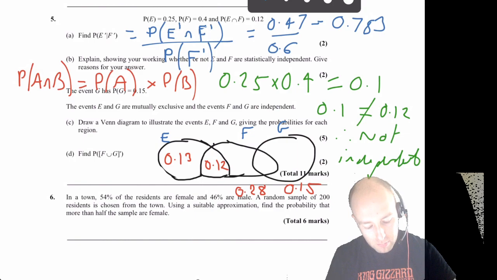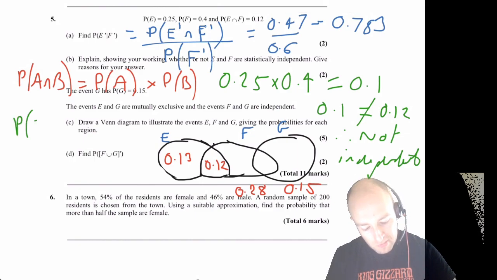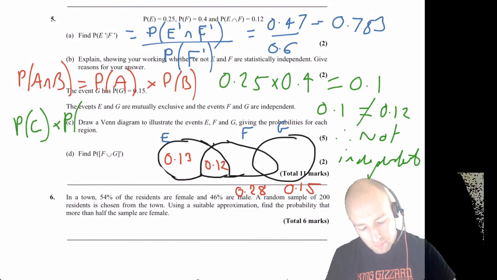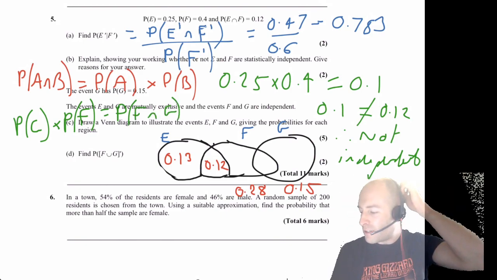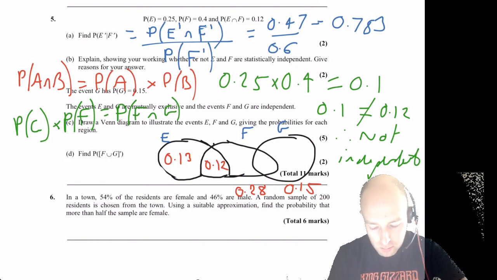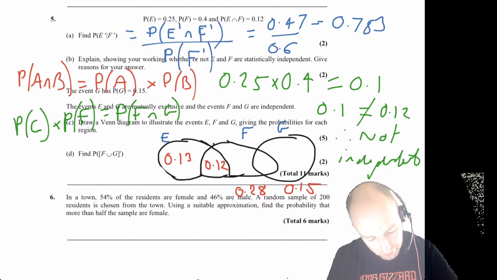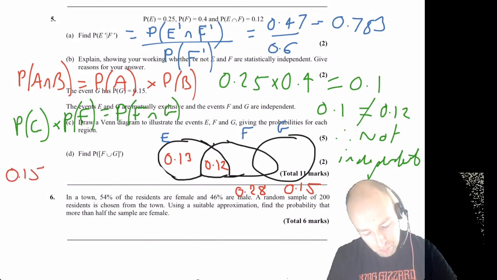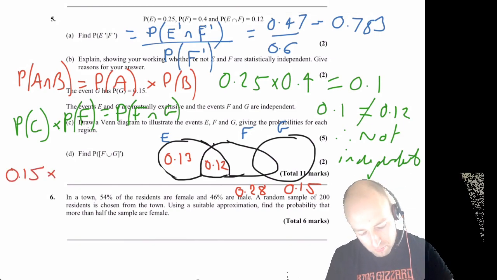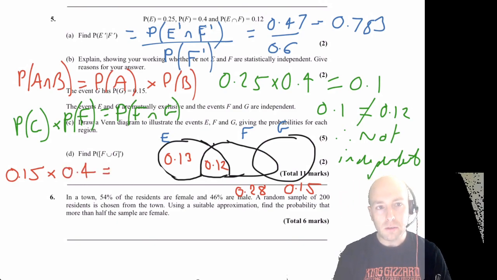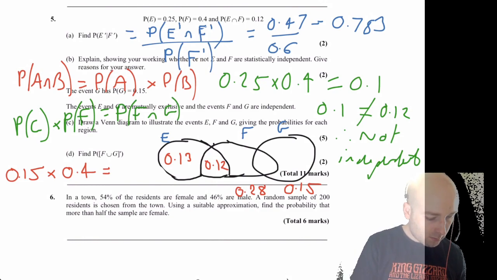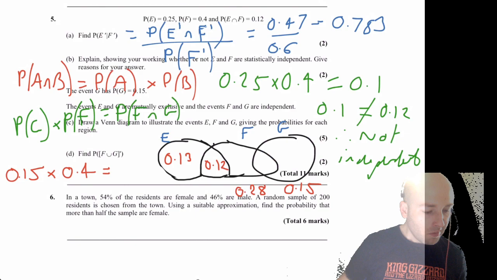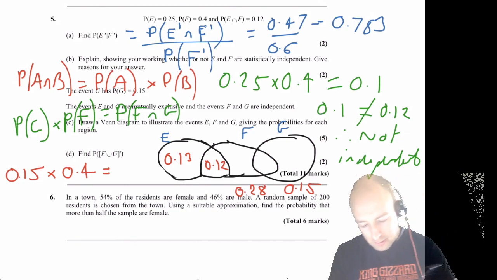So we know that probability of G times the probability of F should be probability of F and G. So really we're using what we've literally just used in the last part of the question. So the total probability of G is 0.15. Total probability of F was 0.4. That should equal the bit in the middle. So if we do that on a calculator, we get 0.06. So the middle bit there, 0.06.